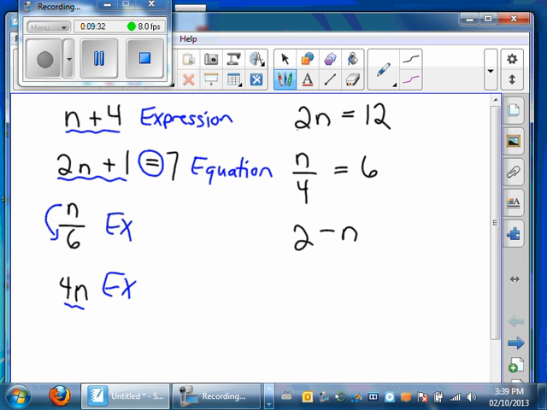2 times a number equals 12. That is an equation. Okay, a number divided by 4 equals 6. That is an equation. And finally, 2 minus n, there's no equal sign. This is an expression.